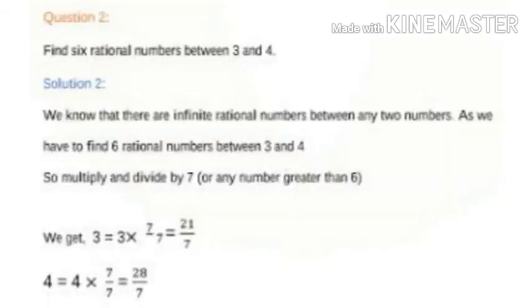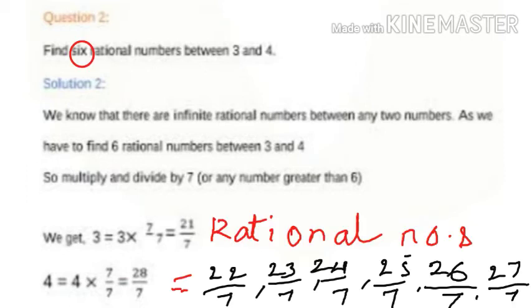Done. Now question number 2. Find 6 rational numbers between 3 and 4. See children, we know we can find an infinite number of rational numbers between any two numbers. But the easiest way, look at the question, is asking for 6 rational numbers. So you can multiply by the next number. Whatever number is asked to find, that is 6, we multiply with 7, that means any number greater than 6. So the easiest way is we take 3 and multiply both numerator and denominator by 7, so we get 21 by 7.